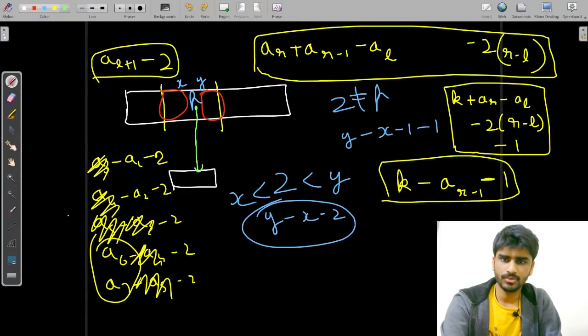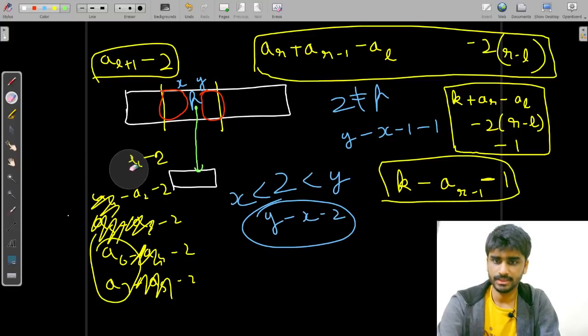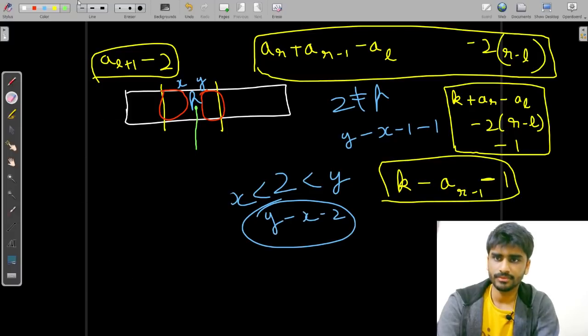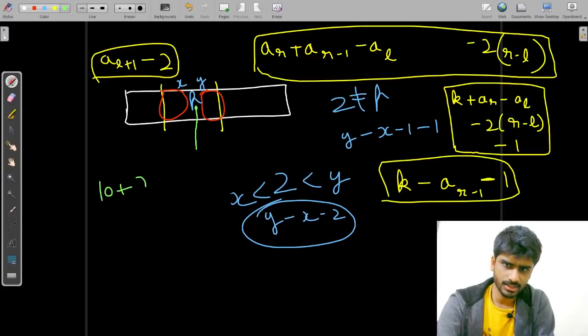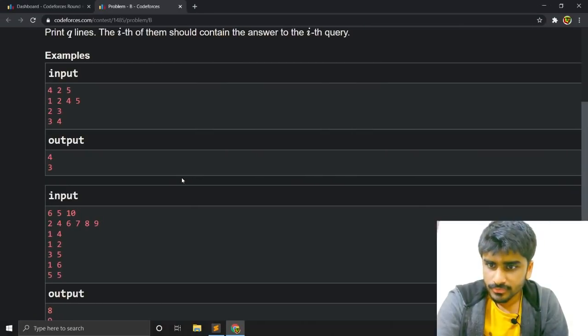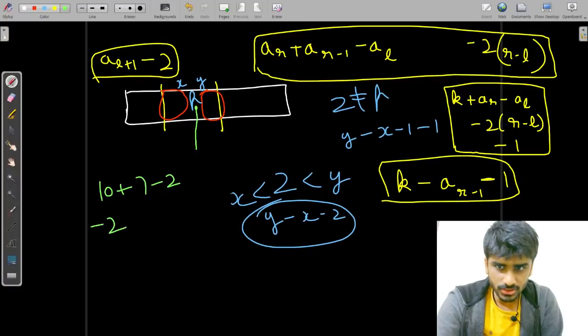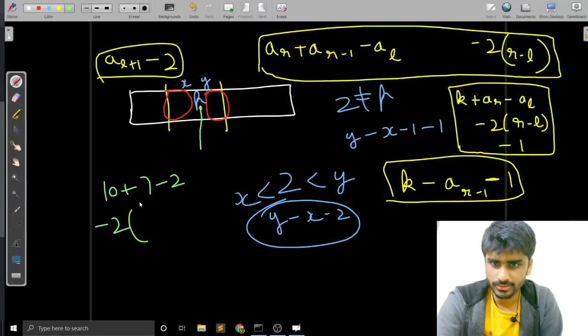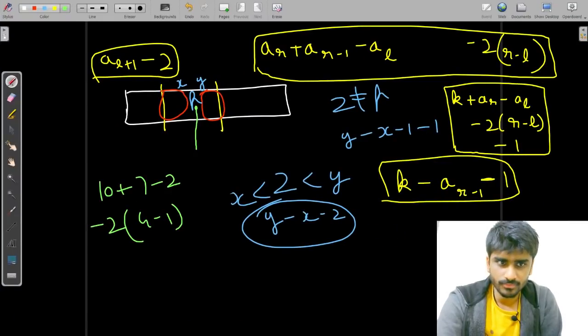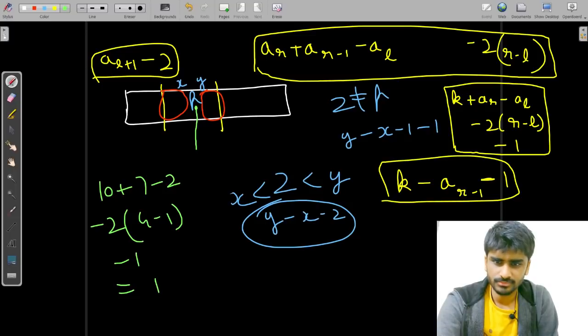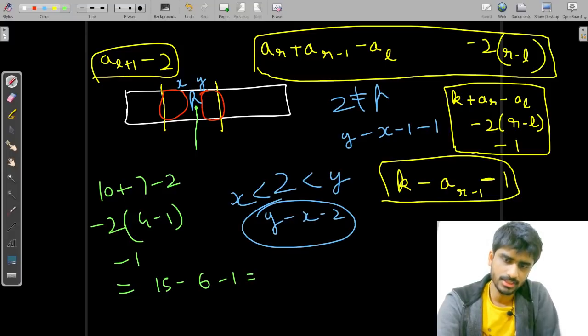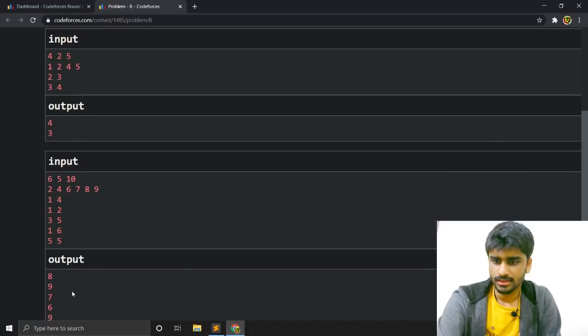I think this might not be visible here. Let me use some of this place. Right. So we put 10 plus 7 minus 2, I think, right? Minus 2 into R minus L, yeah, 4 minus 1, minus 1. So the answer should be something like 15 minus 6 minus 1, which gives 8, right? Okay, is the answer 8? Right, so it is 8.